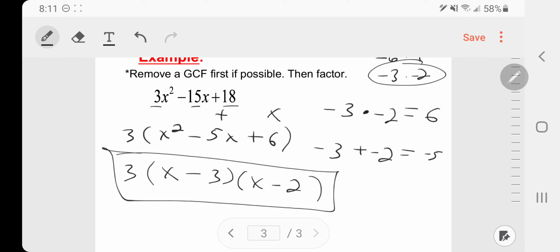All right, so there are some basic examples of how to factor a quadratic trinomial, specifically the ones today with a leading coefficient of 1.